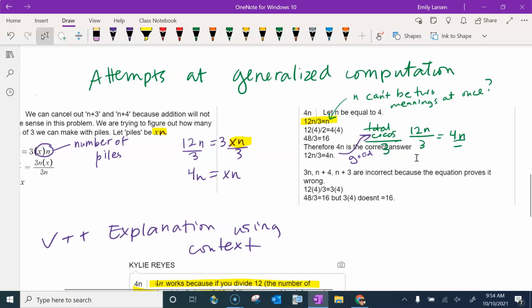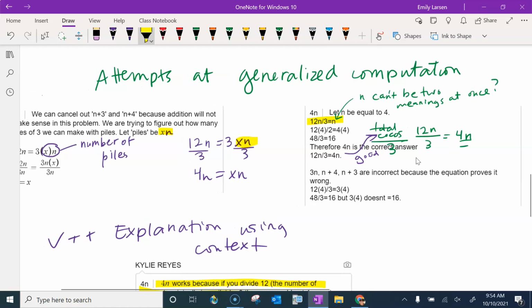Let's see, generalization here. 12n divided by 3 is equal to n. So n can't be two meanings. It says let n be equal to 4. And so if we put 12 times 4, then divide that by 3, that's going to not equal that same n. So this part could be eliminated. This part right here, though, is useful. It's really all you need as long as you explain what this means.